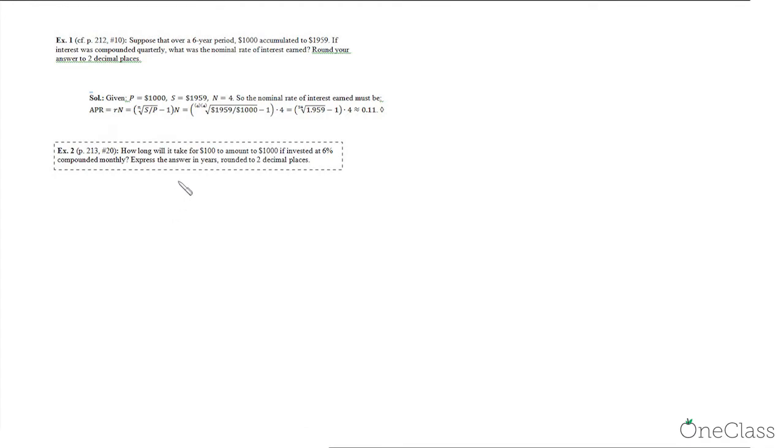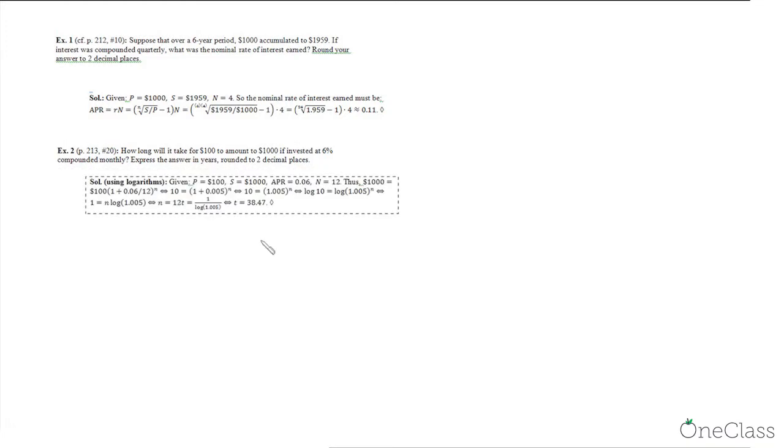Okay, example 2. So just refer to page 13, number 20 in your textbook. It says, how long will it take for $100 to amount to $1,000 if invested at 6% compounded monthly? Express the answer in years rounded to 2 decimal places. Okay, so here I've presented my solution. I've used logarithms because that makes it easier. You'll see given P equals 100, that's obvious, we're given $100.